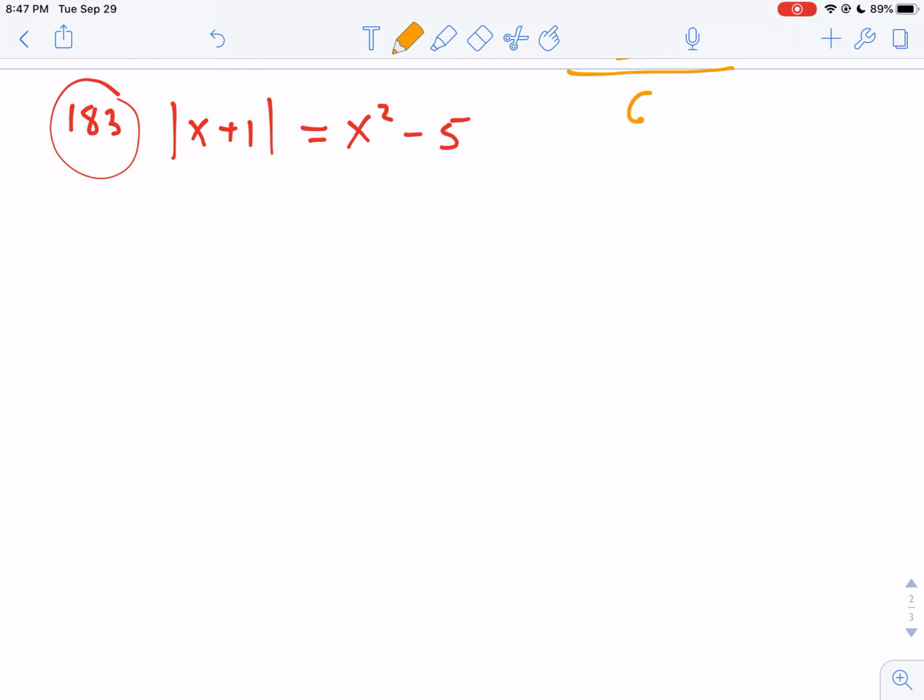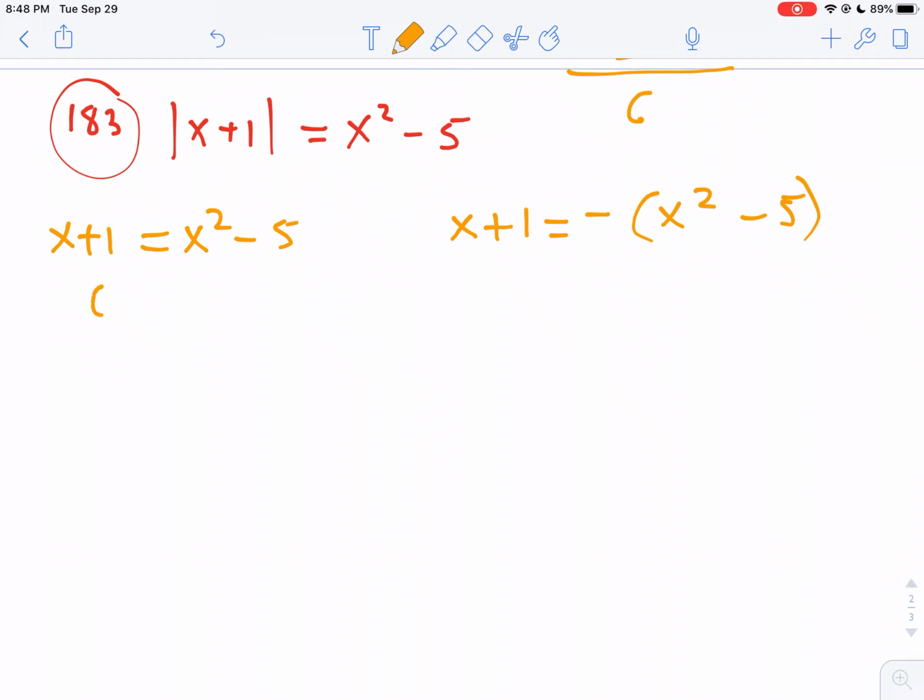Okay, so this one, strategy-wise: absolute value of x plus 1 equal to x squared minus 5. When you have an absolute value problem, that means you always have to break down the problem, because absolute value is a distance from 0. So whether you go to the right or to the left, you have the same distance from 0. So this is how you break it down. The first problem is x plus 1 equal to x squared minus 5. And the second problem is x plus 1 equal to negative x squared minus 5. And then you just solve those two problems separately.